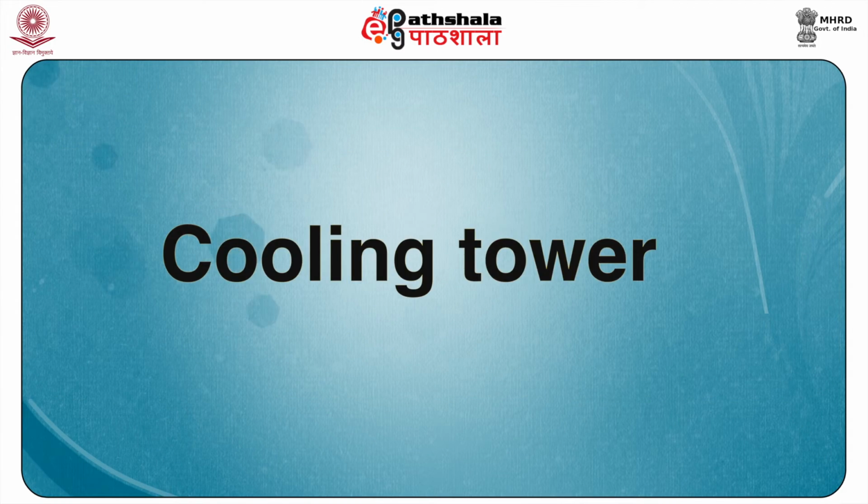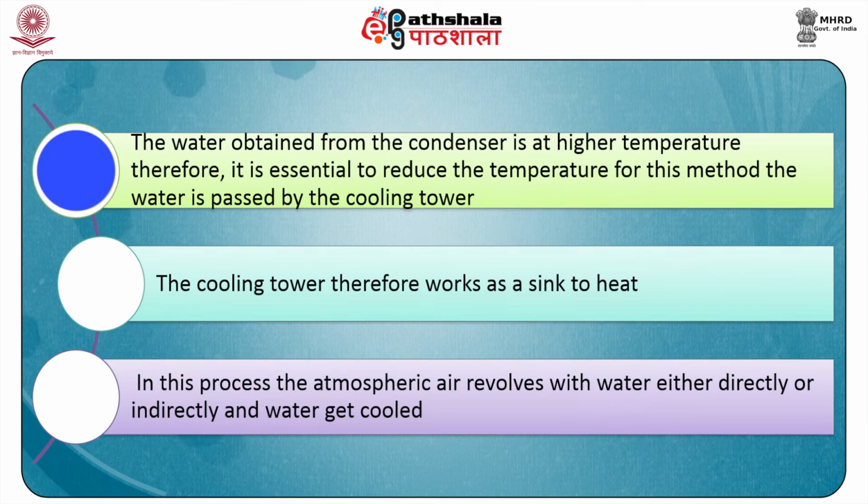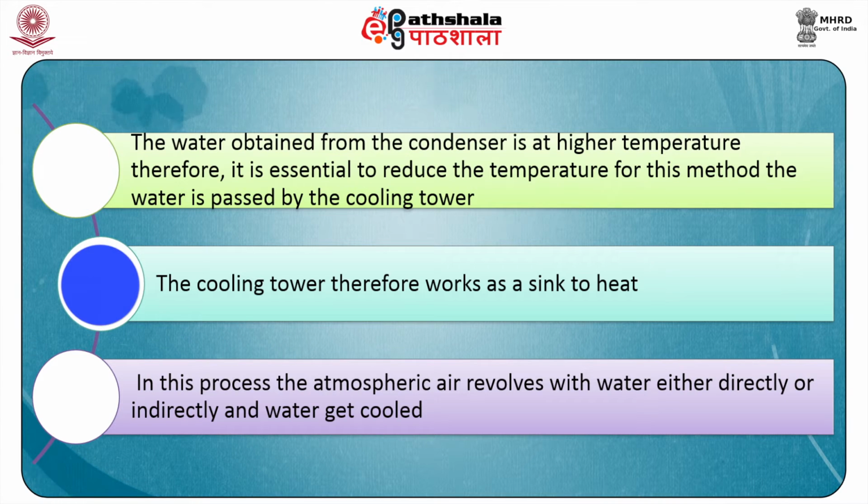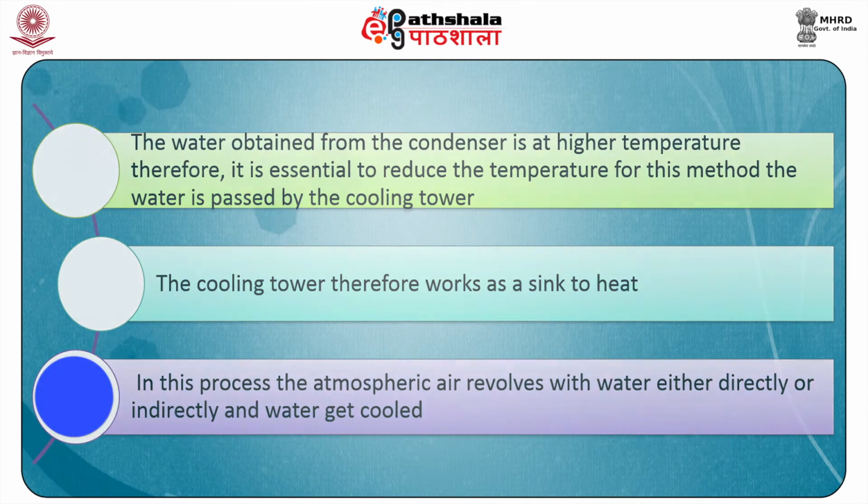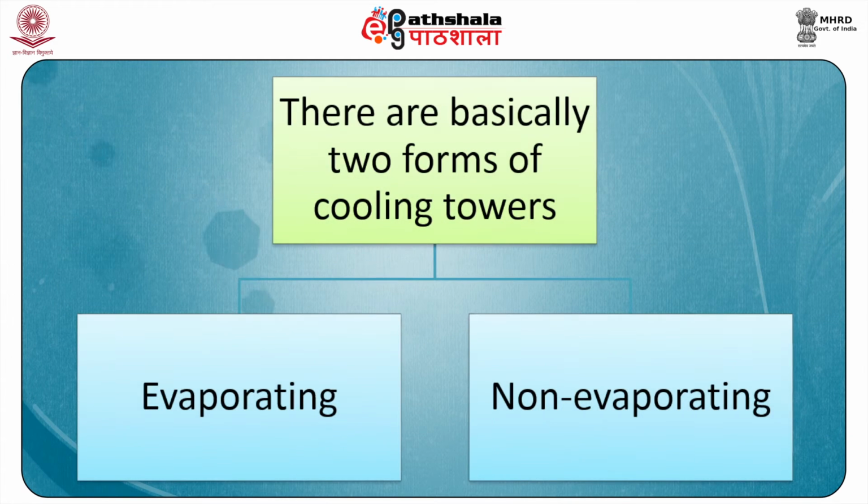Fifth, cooling tower. The water obtained from the condenser is at a higher temperature. Therefore, it is essential to reduce the temperature. For this, the water is passed through the cooling tower. The cooling tower, therefore, works as a sink to heat. In this process, the atmospheric air comes in contact with water either directly or indirectly, and the water gets cooled. There are basically two forms of cooling towers, evaporating and non-evaporating.